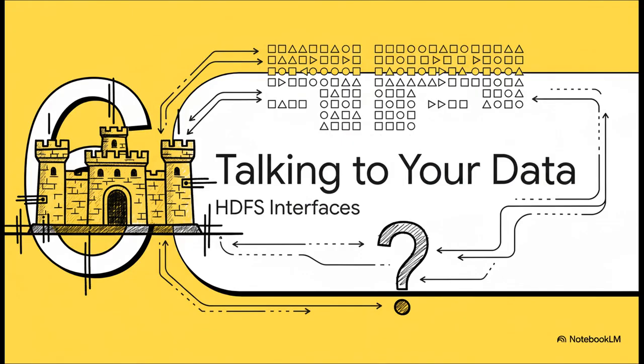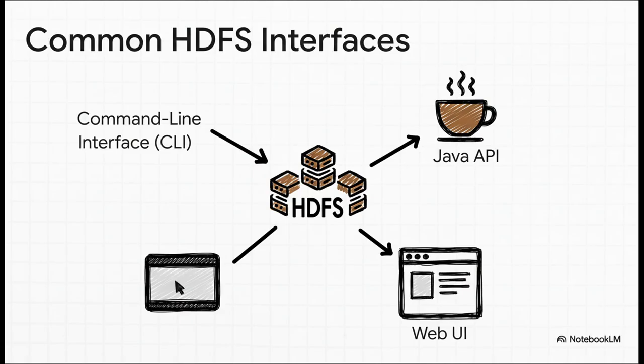So the fortress is built, it's reinforced, and it is filled with neatly organized data. Now for the final and probably the most important step, how do we actually use it? So how do we get in there and talk to our data? Well, there are a few ways, from writing code with Java APIs to using a simple web page. But for raw power and direct control, the go-to choice is almost always the command line interface, or CLI.